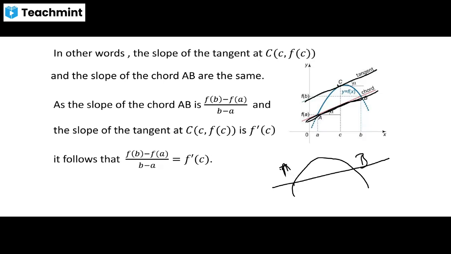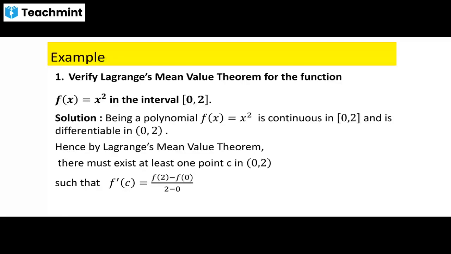It follows that f of B minus f of A divided by B minus A is equal to f dash of C. Is it clear? Is there any doubt? Okay, no problem.